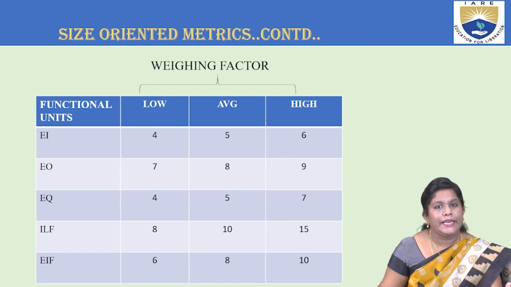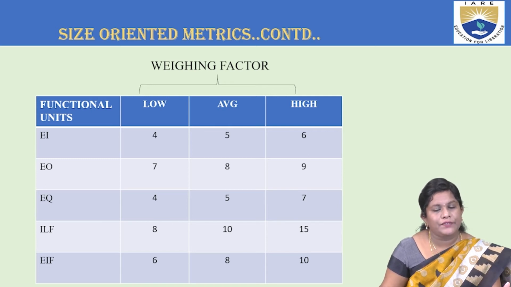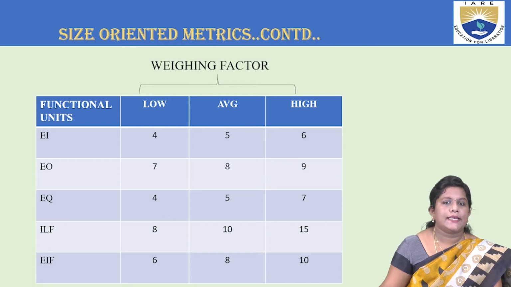So moving to the second one, EO, that is external output, is having a value of 7 for low, then a value of 8 for average, and a value of 9 for high. Same way goes with EQ, 4 for low, 5 for average, 7 for high. Then ILF, that is internal logical files, is taking a value of 8 for low, a value of 10 for average, a value of 15 for high. And then you have the last one, external interface file, which is having 6 for low, 8 for average, 10 for high.